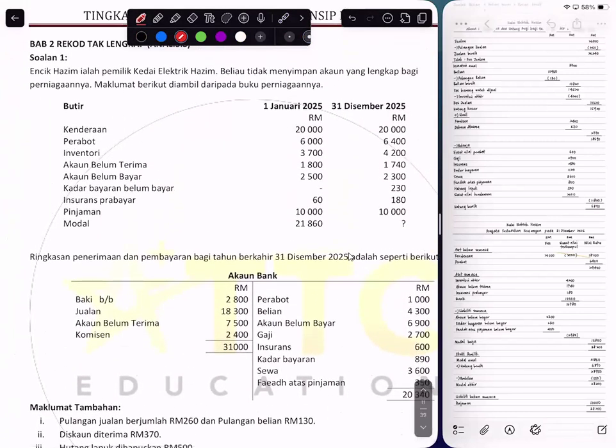Highlight all the ABB, ABT items. Okay, Baki on the first day, first Jan, should be Baki BB. Baki on the last day should be Baki HB. Then let us highlight the ABB, ABT items. We got ABT here together with ABB. And the classification of ABT is AS.